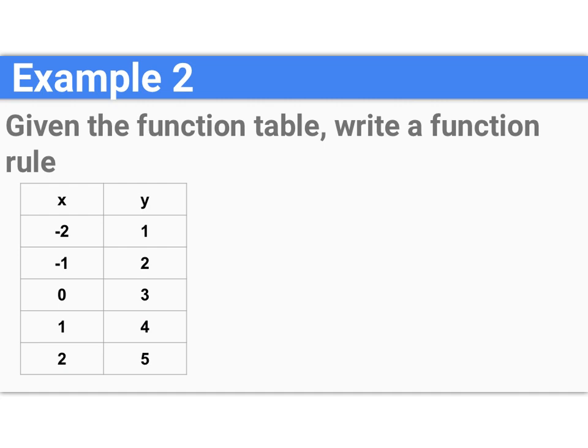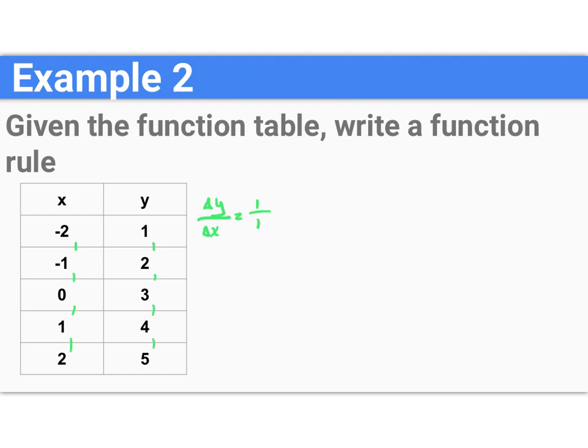Okay, so let's look at example number 2. Given the function table, write a function rule. So now we need to find a change in x. Let's try a different color. Look, 1, 1, 1, 1. Okay, the change in y is 1, 1, 1, 1. So to get the rate of change, we need the change in y divided by the change in x. The change in y is 1. The change in x is 1.